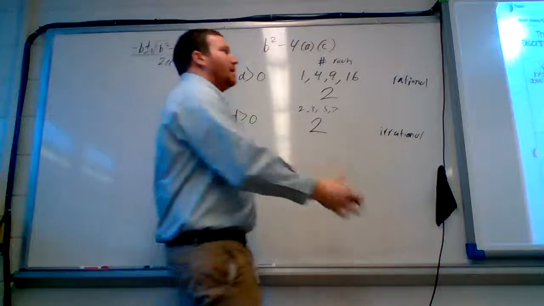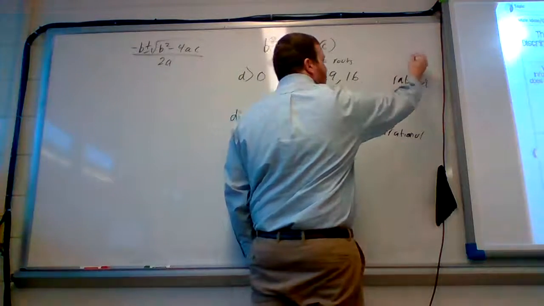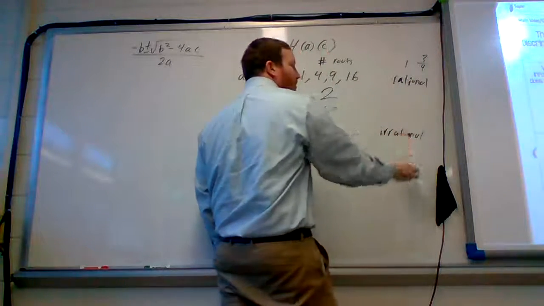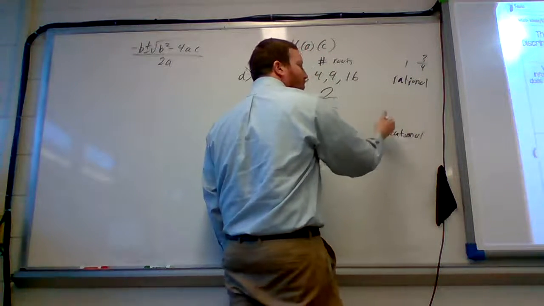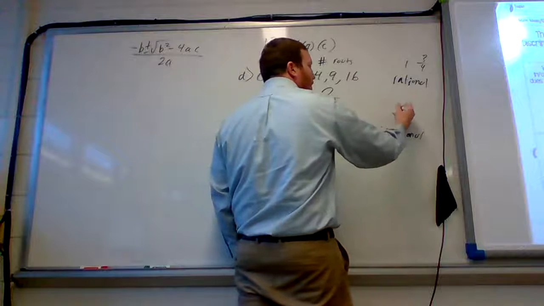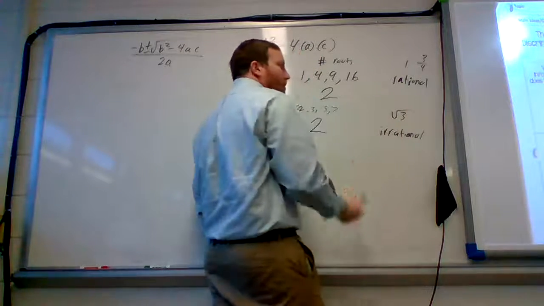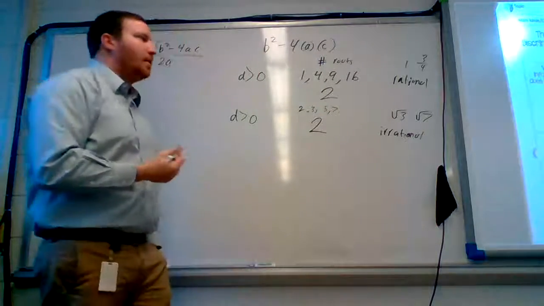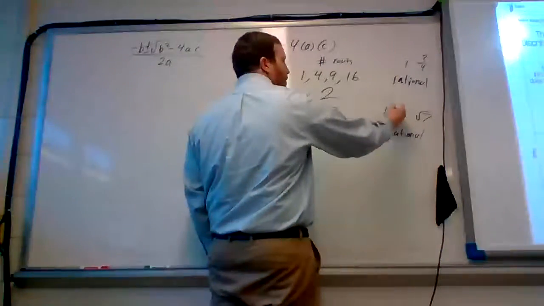So again, we can think of a rational number as 1, or like 3/4. Irrational number means we're going to have that square root sign still part of it. So you could have like the square root of 3, or the square root of 7. You can say plus or minus.